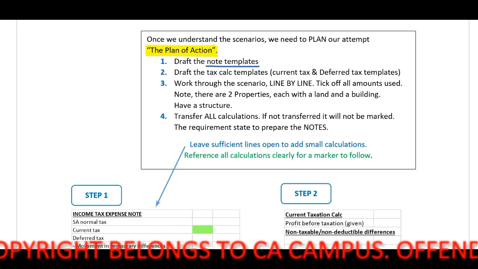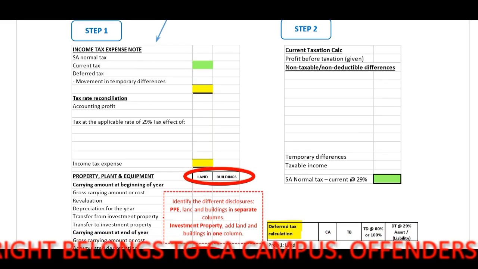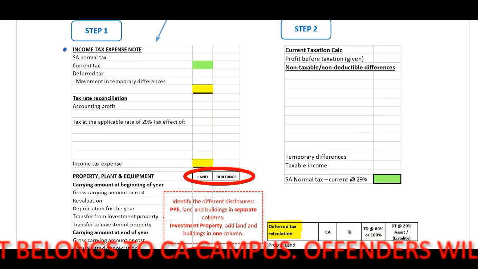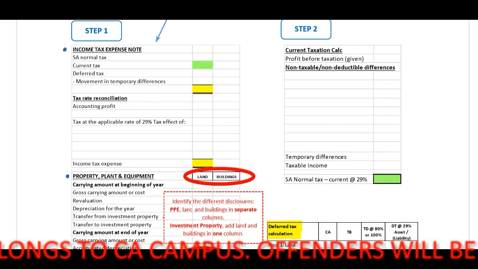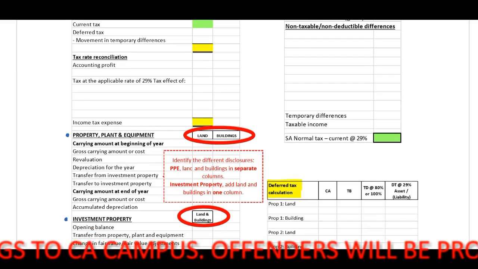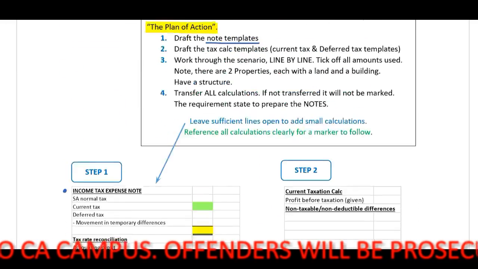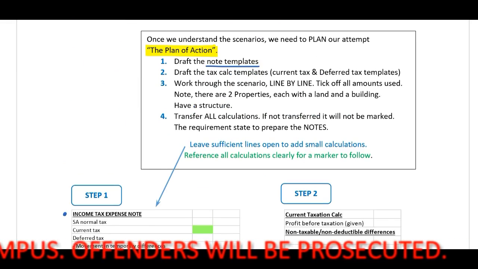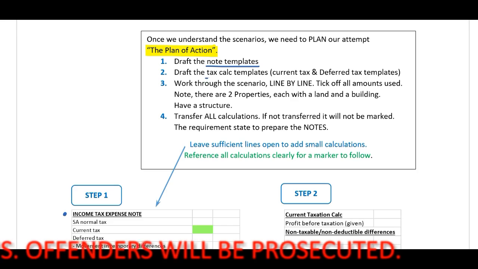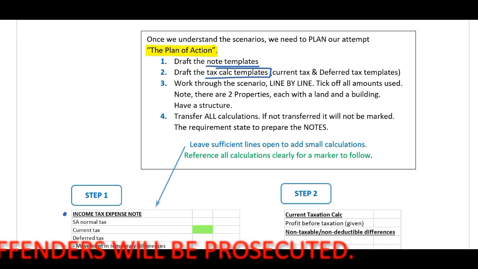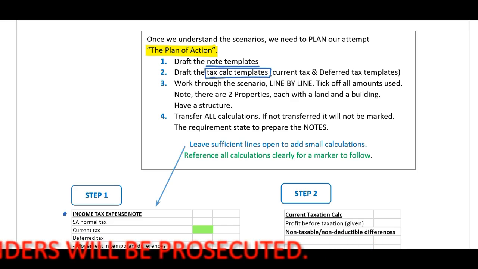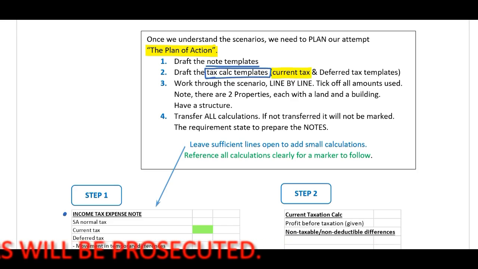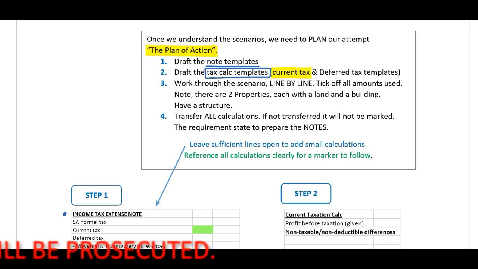Remember, we need to include our income tax expense note, we need to include our PPE note, and we need to include our investment property note. Right. Step number 2, due to the fact that we need to include our income tax expense note, I'm going to draft my tax calculation templates as well. Remember, my current tax includes all of the details in terms of my scenario. Then I have my deferred tax.